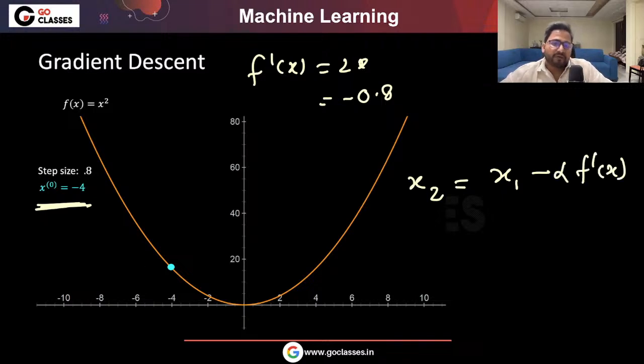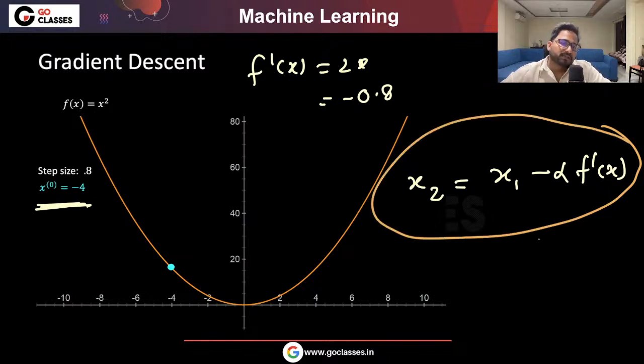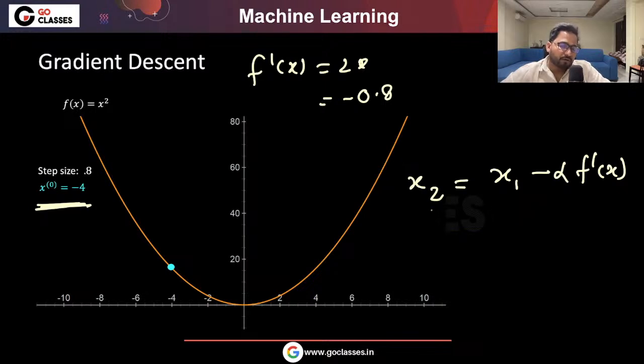this is actually a very important formula for gradient descent. We will be applying this formula again and again. This is called the gradient update formula, or the weight update formula, I mean the gradient descent update formula.